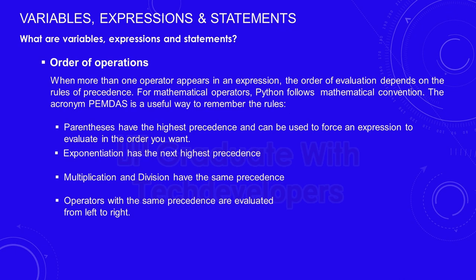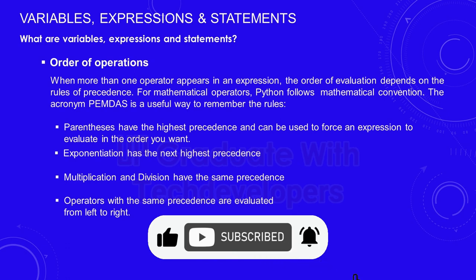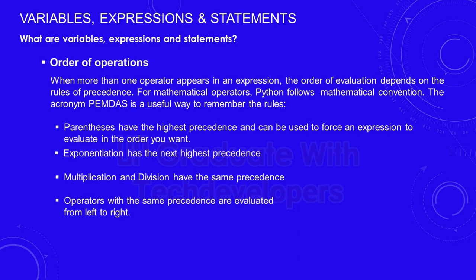After multiplication and division come addition and subtraction, which have the last priority, but they also have the same precedence. Operators with the same precedence are evaluated from left to right. That means if I use division first and multiplication second inside the expression, then division will take place first and then the multiplication. It is applicable to addition and subtraction because they have the same precedence.